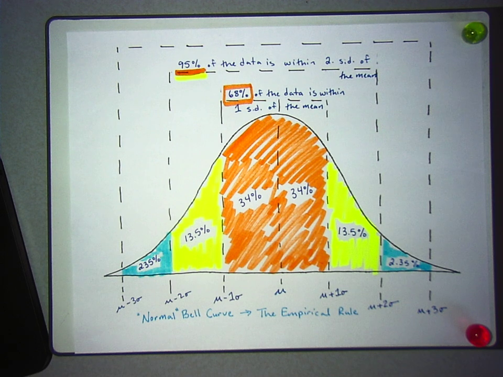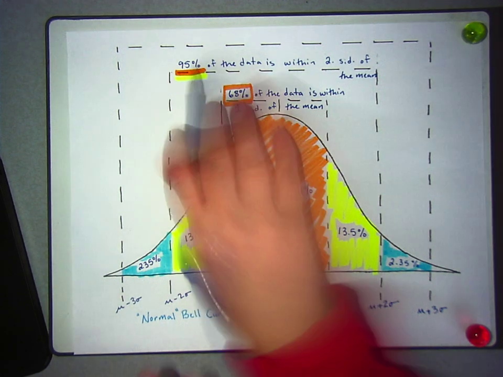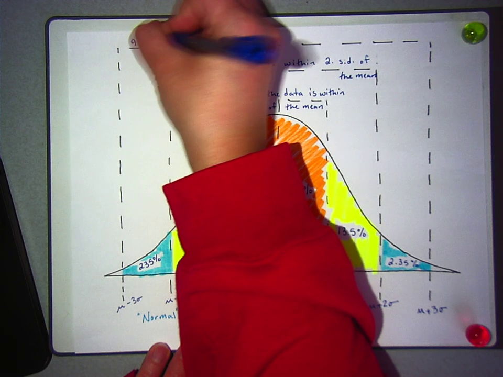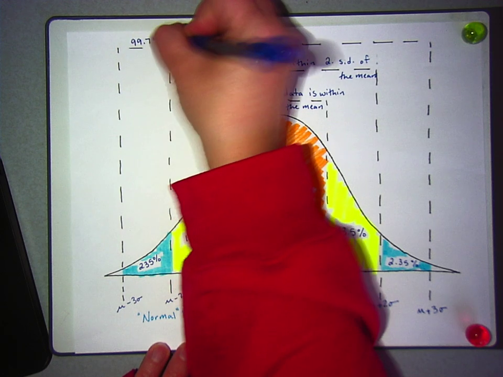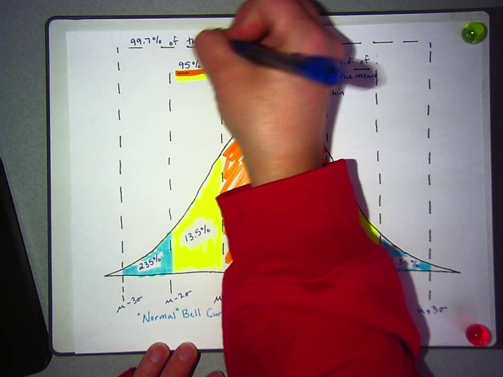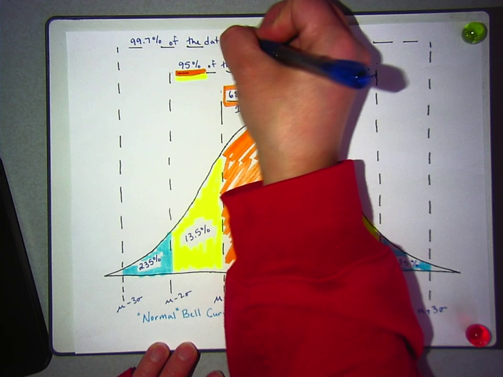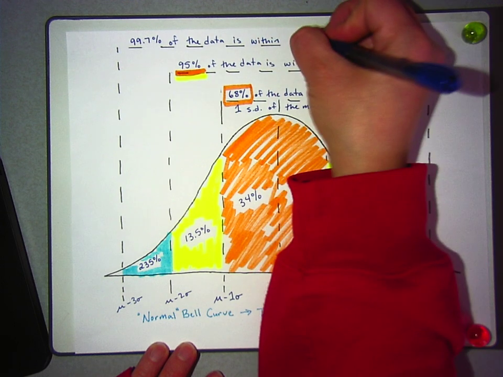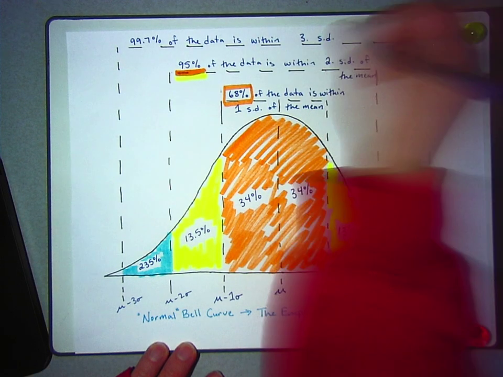Okay. What does 2.35 and 2.35 add up to? 4.7. 4.7 plus the 95 we already had makes 99.7. 99.7% of the data is within 3 standard deviations of the mean.